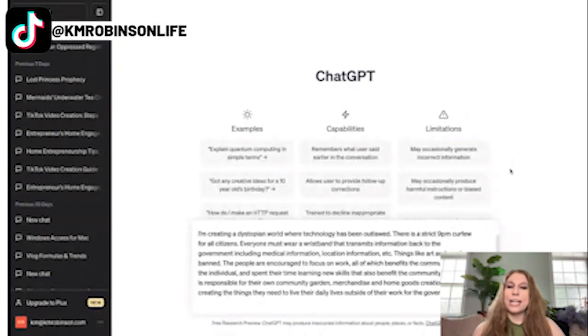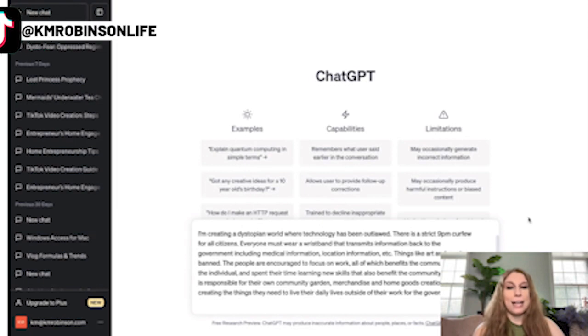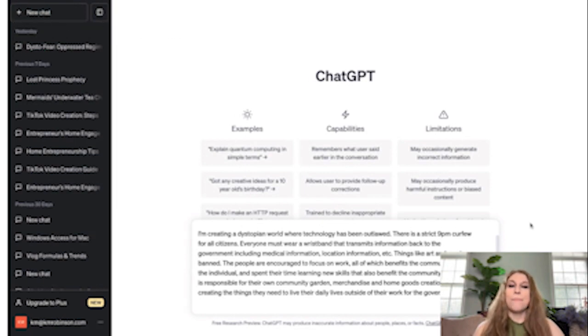It says, I'm creating a dystopian world where technology has been outlawed. There's a strict 9 p.m. curfew for all citizens. Everyone must wear a wristband that transmits information back to the government, including medical information, location information, etc. Things like art and music are banned. So you can see I'm really building this out. I'm giving as much information as possible. I could do this in a bullet point list. I could do this in paragraph form. It's up to me. It's up to you what you want to input in to get information back out.